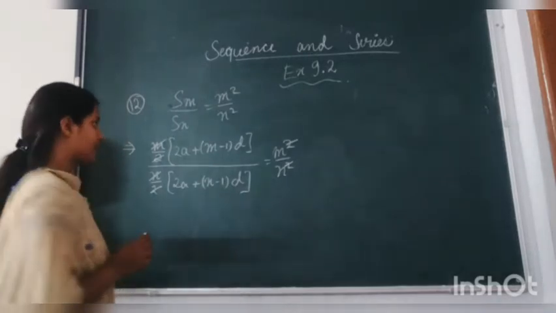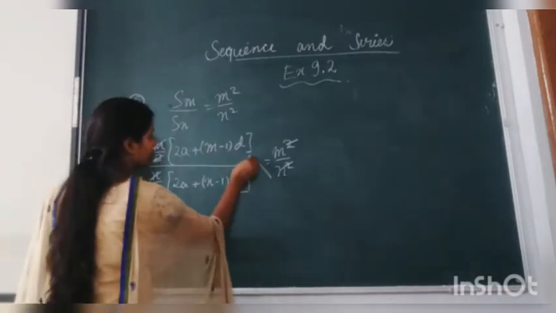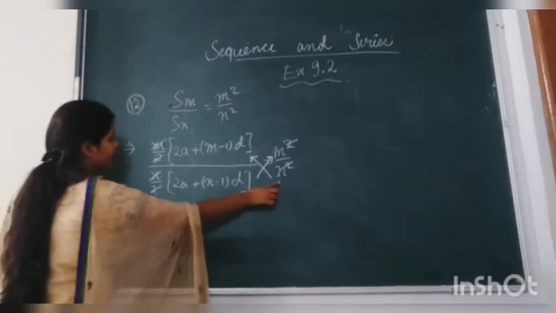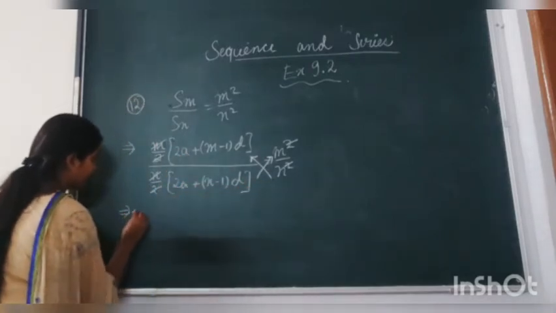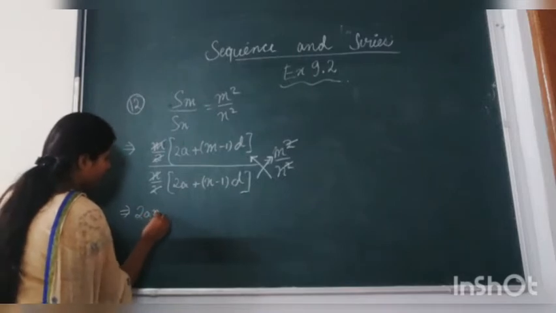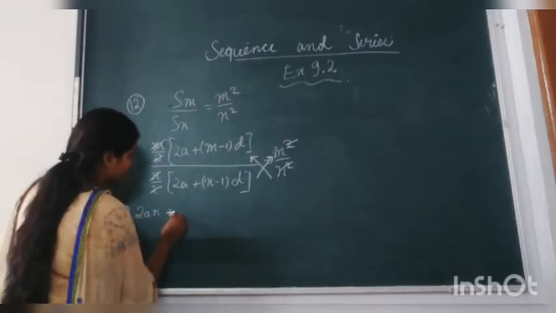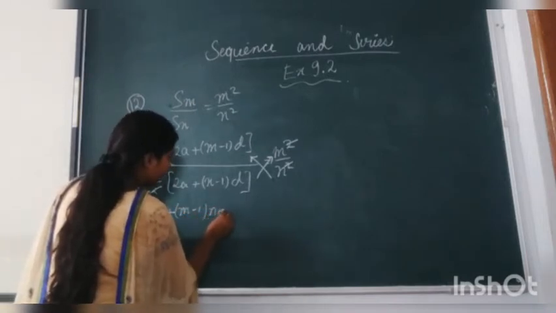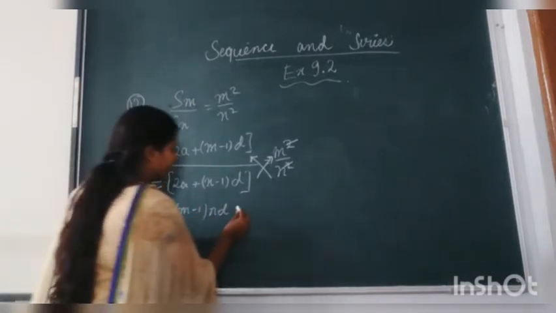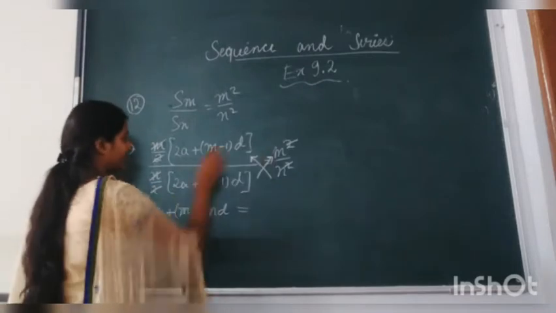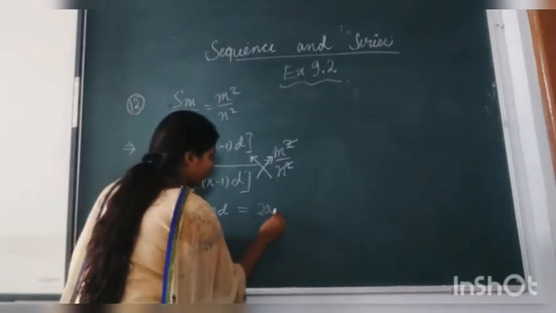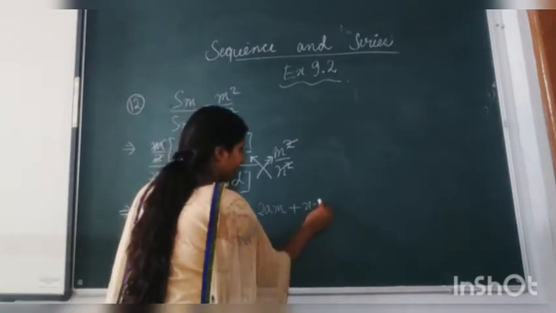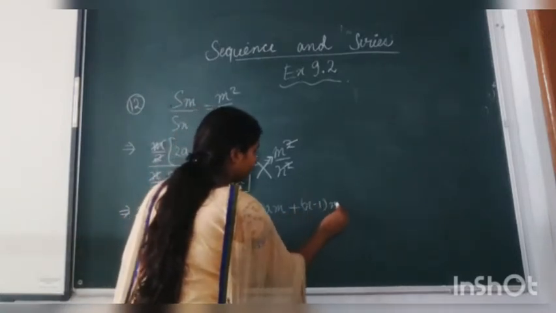Now we are going to cross multiply. So what we are going to do is, we are going to cross multiply like this. 2a into n. That is, the next step will be 2a n plus m minus 1 into n d, and it will be equal to, this side will be multiplied here, 2a m plus n minus 1 into m d.